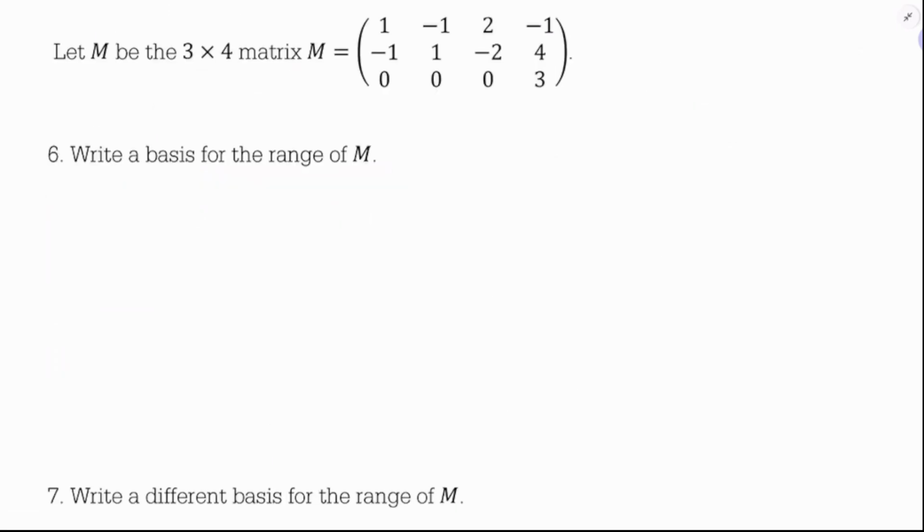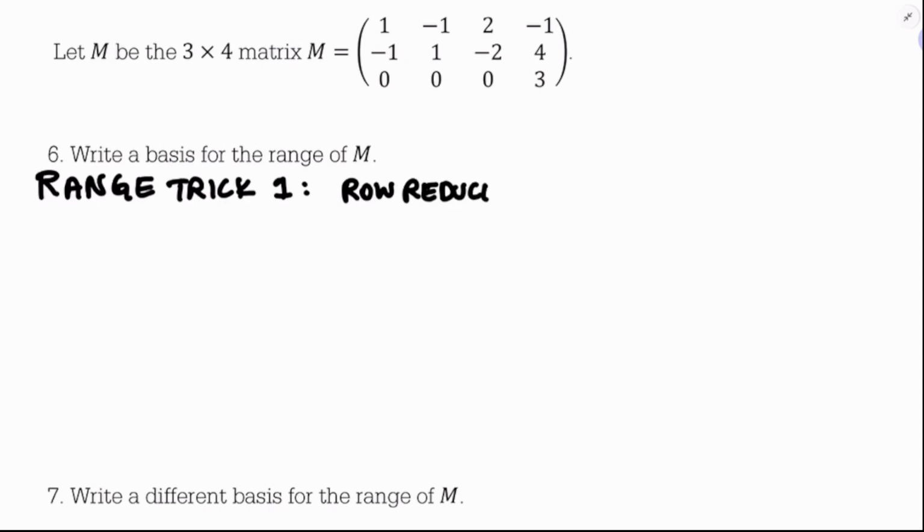All right, this next one is: let M be the 3 by 4 matrix M here. Write a basis for the range of M. So this is where we're going to use the 2 range tricks. I'm going to use range trick 1 first, and that's where we're going to row reduce. I'll do that now.